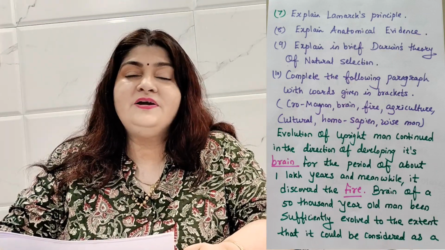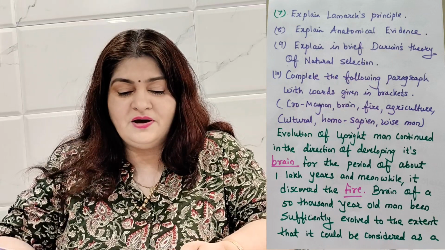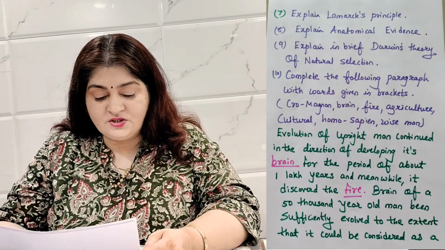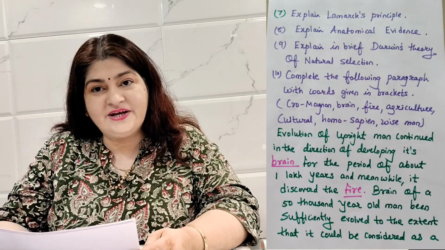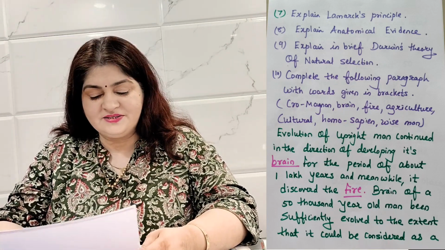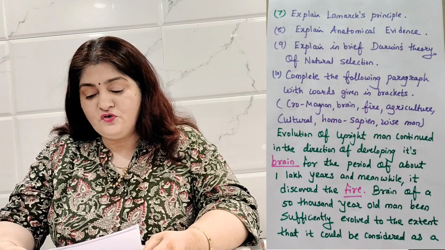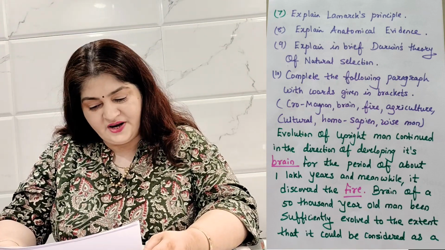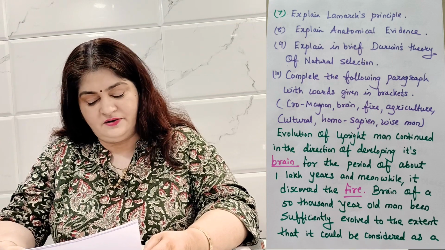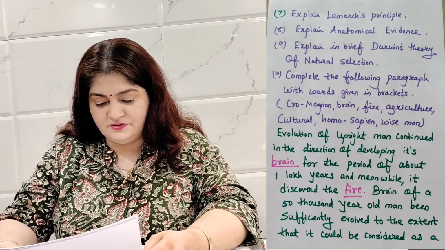So Darwin's theory, here we have to explain for 3 marks. So now let us do the 10th question. Here complete the following paragraph, and if we complete correctly, we are going to get 3 marks. See the paragraph. Evolution of upright man continued in the direction of developing its brain for a period of about 1 lakh years, and meanwhile it discovered the fire.